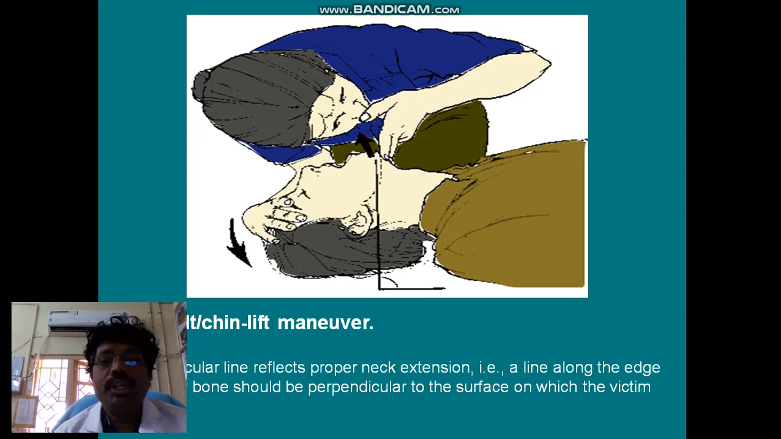Head tilt and chin lift. This is the basic procedure. So see the first aider's hands. She is just tilting the head, and the other hand is lifting the chin. Head tilt, chin lift.